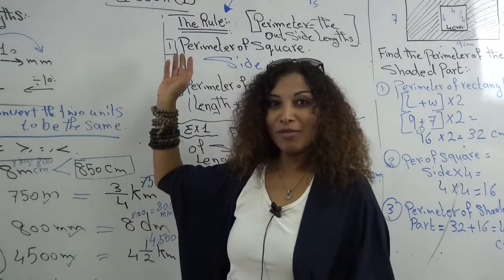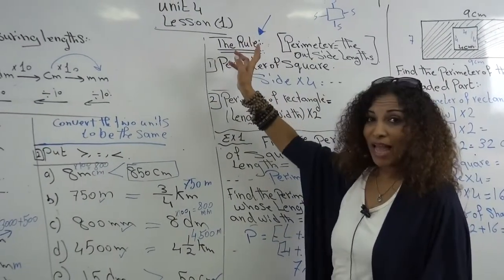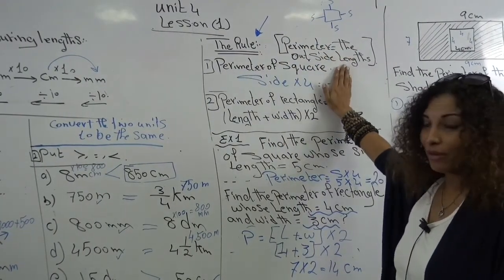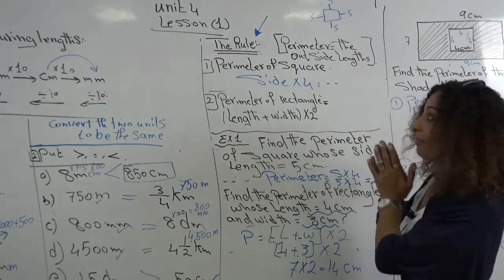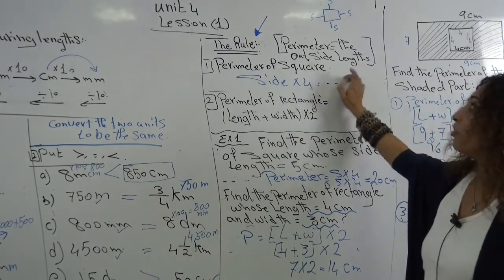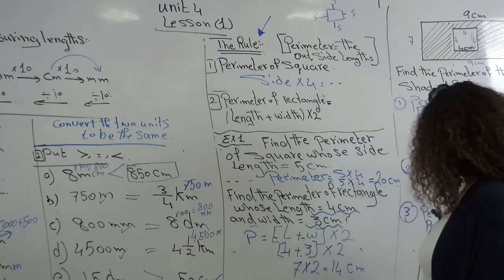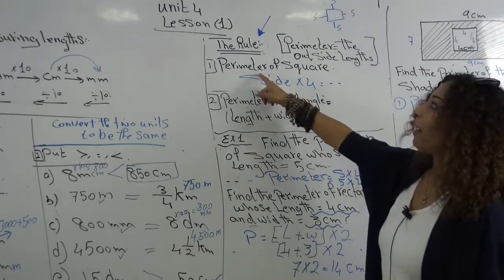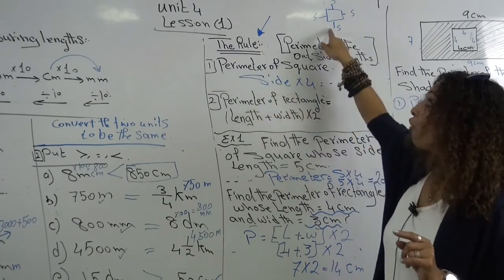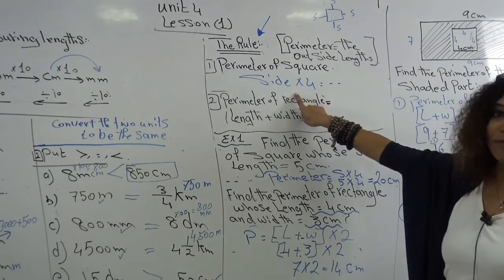Okay, my students, let's complete our lesson today. In this lesson we have the perimeter of square and rectangle, and it's related to our lesson, the unit of measuring length. So let's start to find the perimeter of a square. What's the meaning of the perimeter? The perimeter is to get the outside lengths. Perimeter of a square equals side times 4, because I have 4 equal sides.